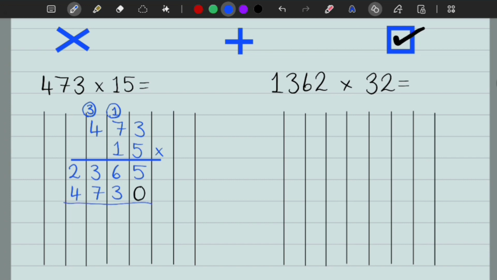Okay, draw a line underneath, and I'm going to add next. So we've got 5, add 0 is 5, 6 add 3 gives me 9, 3 add 7 is 10, I'm going to put 1 up here and 0 here. Now let's do 1, add 2, add 4, gives me 7. So my final answer is 7,095.